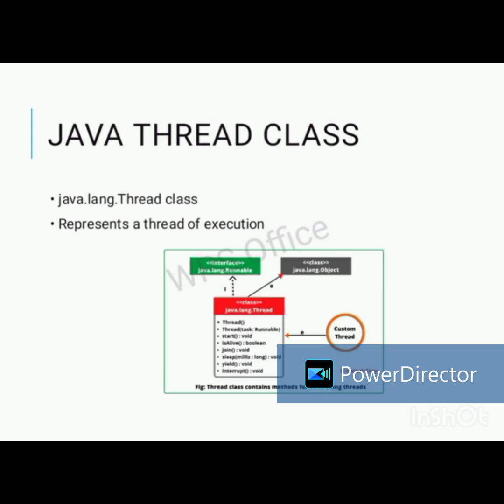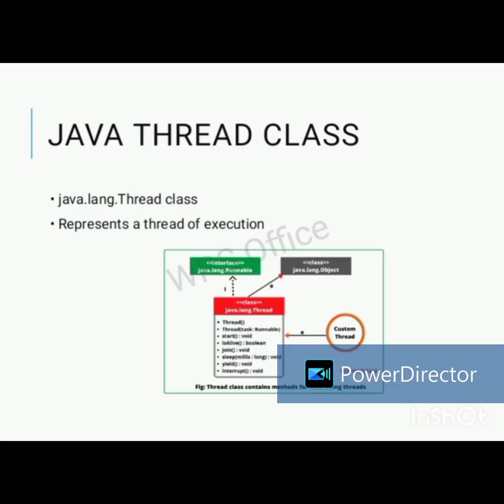Once the thread object is created, you call the start method to begin execution. It's important to remember that calling the run method directly does not start a new thread. It just executes the method like a normal function call.